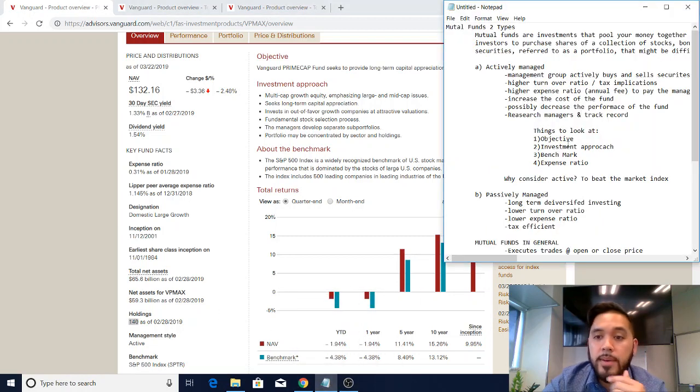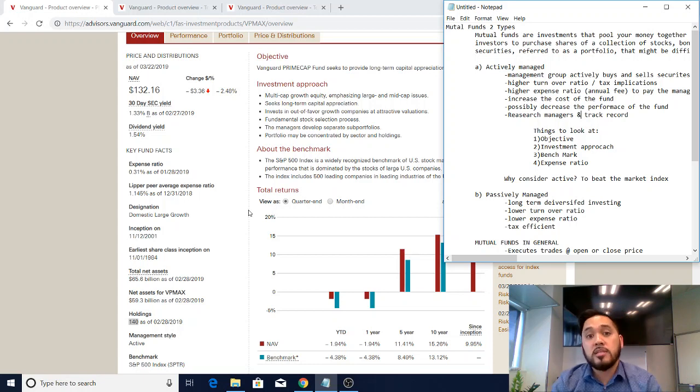So going back to it. When you're looking at investing in a mutual fund, there are four main important things: the objective, their investment approach, what they compare their portfolio to, and the expense ratio, the cost, the annual fee to invest in that mutual fund.